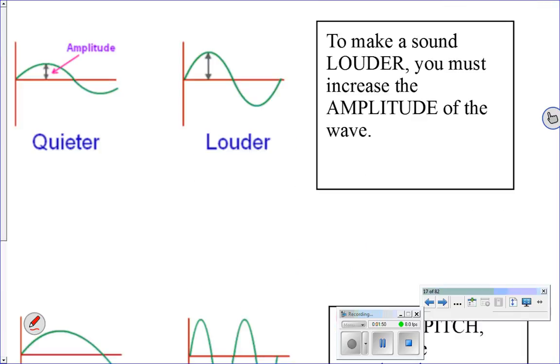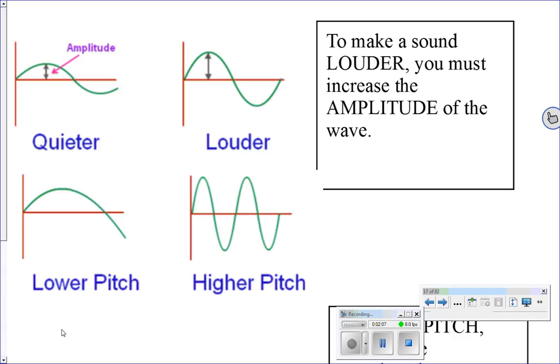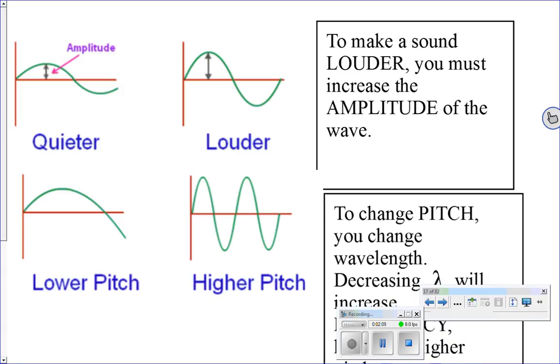You've heard the term decibel before in reference to volume. If you want to make a sound louder, you do so by increasing the amplitude of that wave. So basically the height of the wave will predict how loud it's going to be. We can contrast this with what we talked about yesterday, which was frequency. Frequency is what actually is going to change the pitch of your wave.